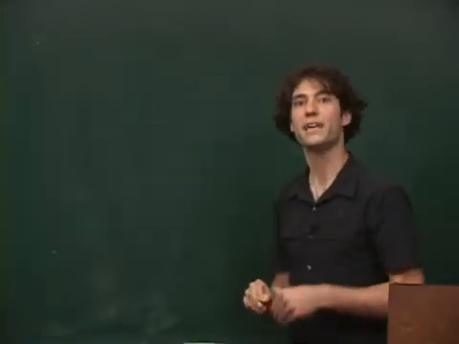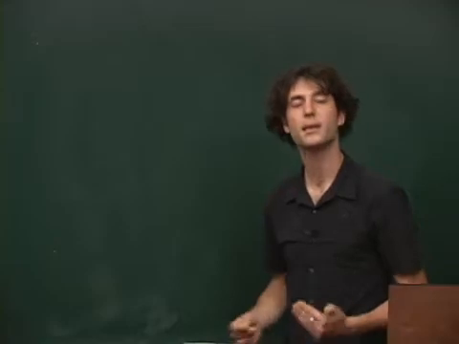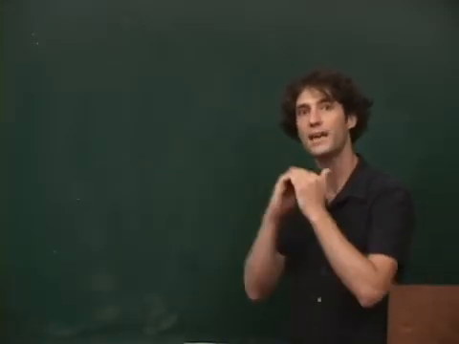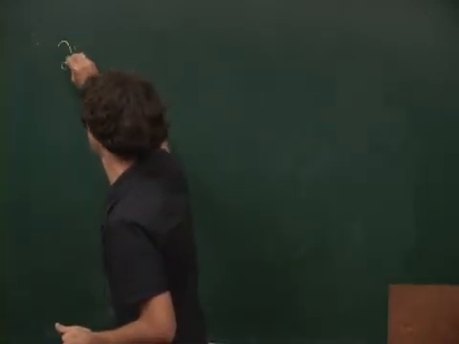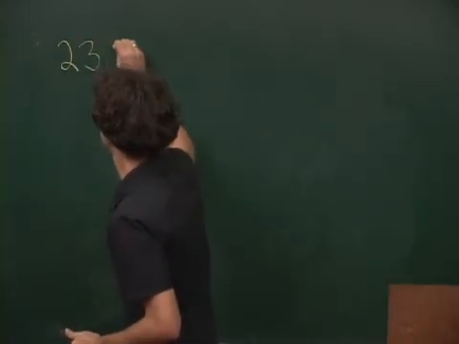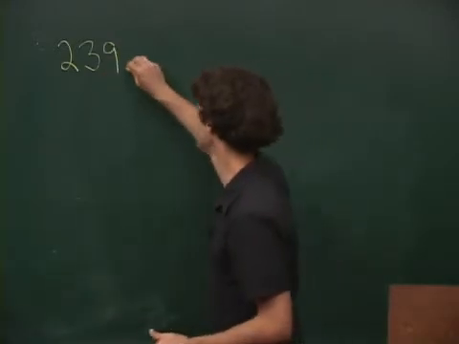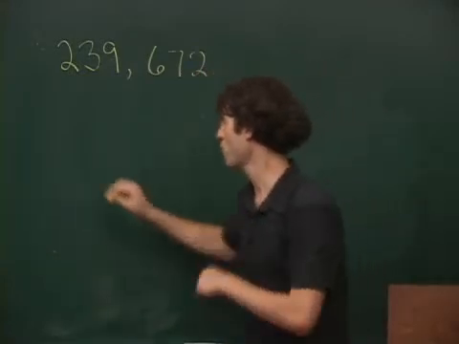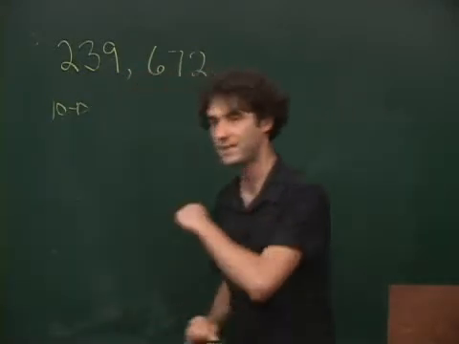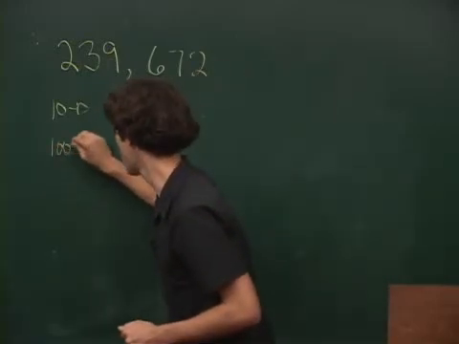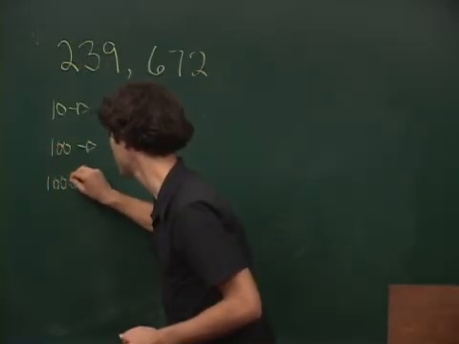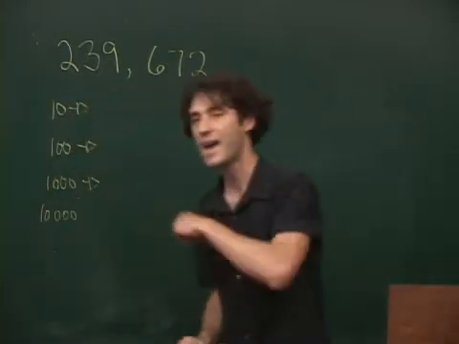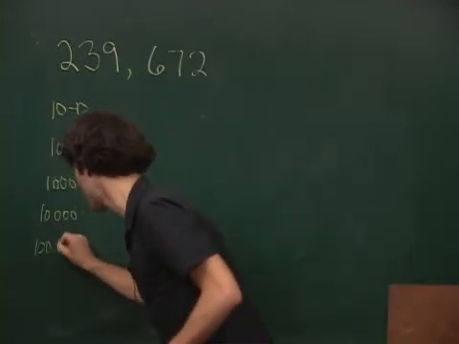I'm going to test you by giving you a number in the 100,000s, and I'm going to ask you to do the 10, the 100, the 1,000, the 10,000, and the 100,000. So your number will be 239,672. So first, I want you to round it to the nearest 10, and then the nearest 100, and then the nearest 1,000, and then the nearest 10,000, and then the nearest 100,000.